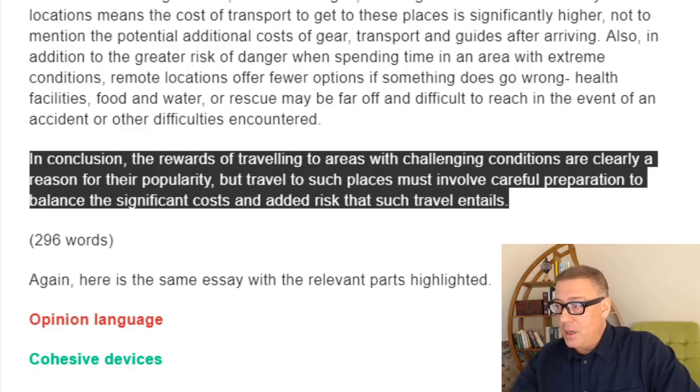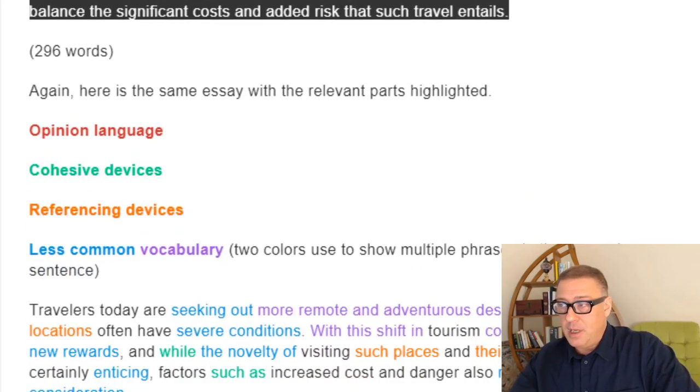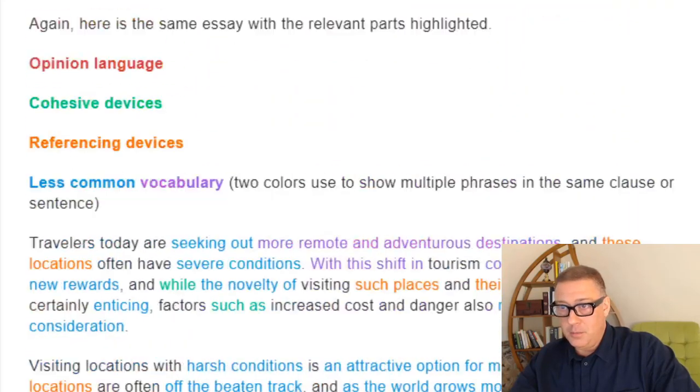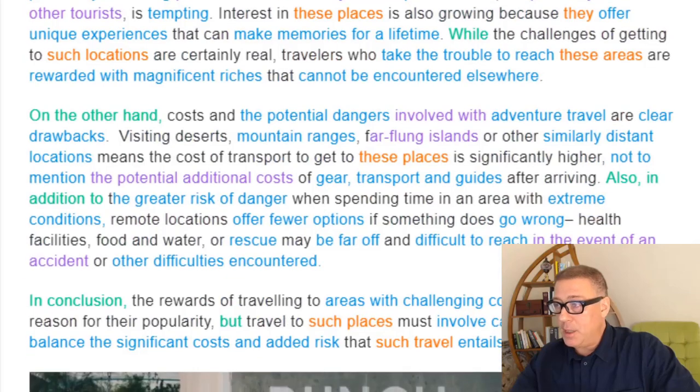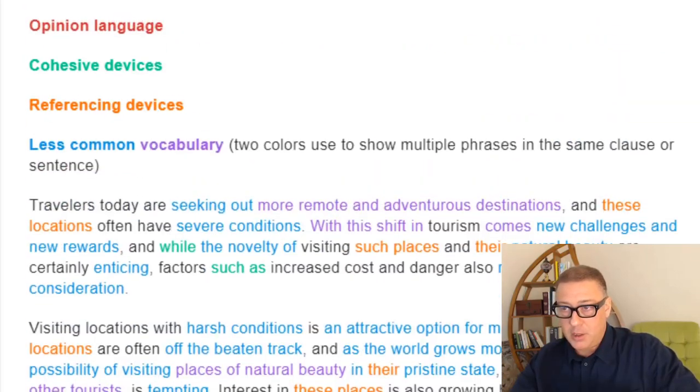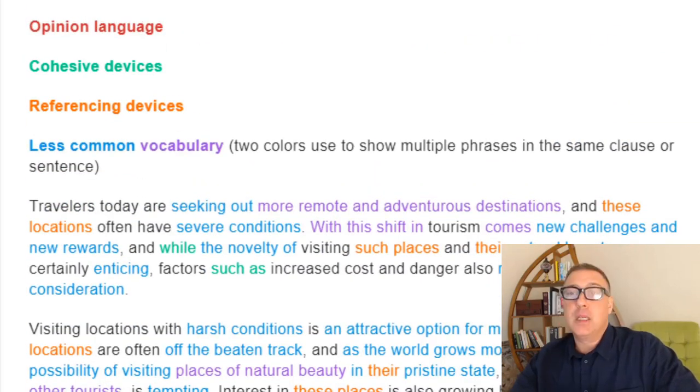Now, again, below this you've got the same essay with this type of information, with these types of words and phrases underlined. Now there's no opinion language, and I'm not going to go into detail about each one for the reason I mentioned before at the end of the last essay, but it would be a good idea to have a look.